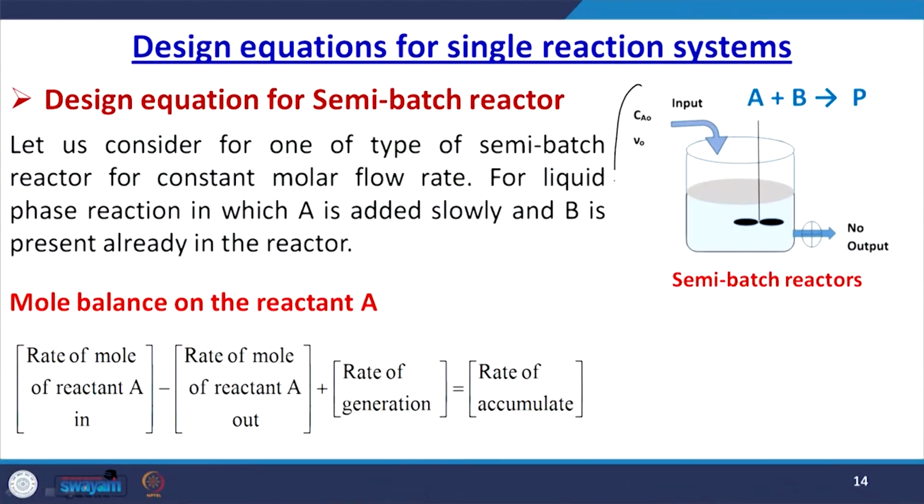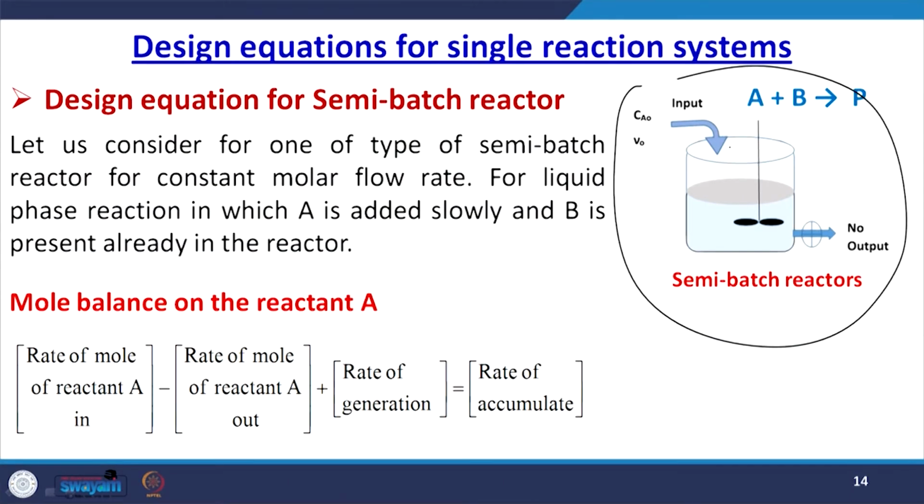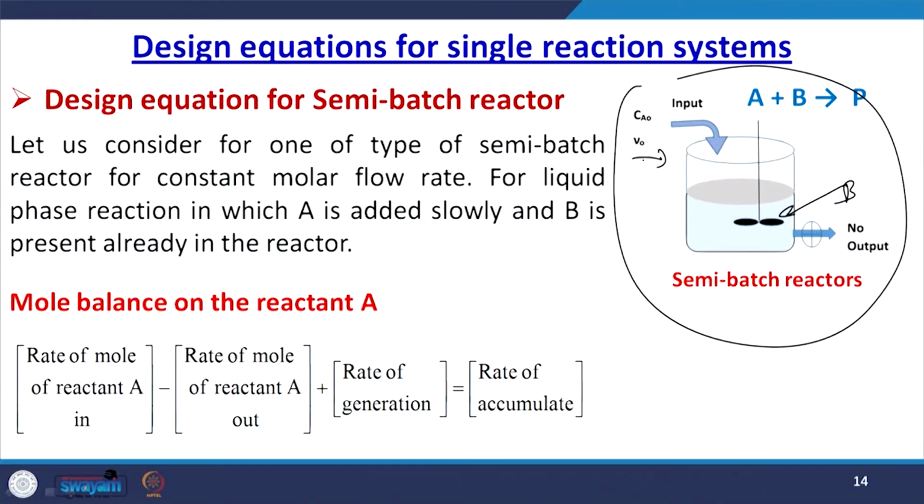Now come to the last segment of this particular lecture, that is the design equation for semi batch reactor. We have already gone through the concept of the semi batch reactor. Now let us consider one type of semi batch reactor for the constant molar flow rate, for a liquid phase reaction in which A is continuously added slowly and B is already present in the reaction. So, the generalized mole balance on the reactant can be written as rate of moles of reactant A going in minus rate of moles of reactant going out plus rate of generation equal to the rate of accumulation. So, this is a very broad thing.